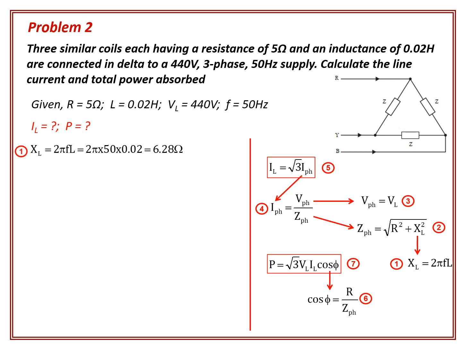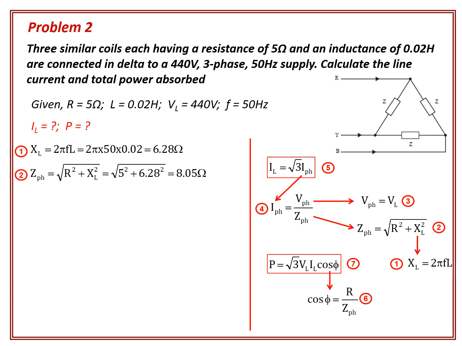We'll calculate the values now. First, let's find a value of XL using equation 2 pi FL. Substitute F equal to 50 and L equal to 0.02. We get XL equal to 6.28 ohm. Next, calculate Z phase using equation root of R square plus XL square. Substitute R equal to 5 ohm and XL equal to 6.28 ohm.